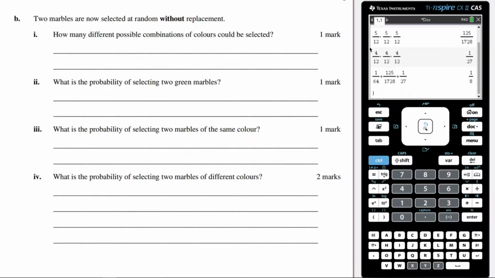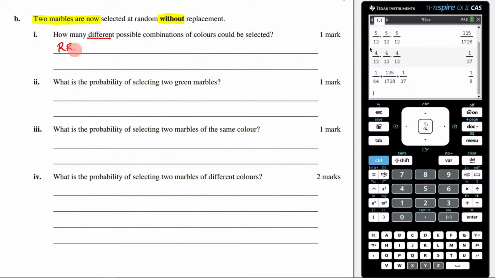All right, so we're now going to answer part B of this question, which says 2 marbles are now selected at random without replacement. So now instead of drawing 3 marbles as we were in part A, we're now just drawing 2 marbles out. And also there isn't any replacement going on here. Now it says how many different possible combinations of colors could be selected. So let's think about this.